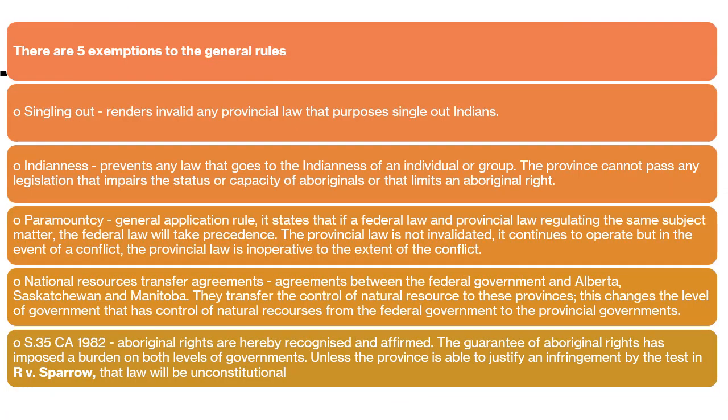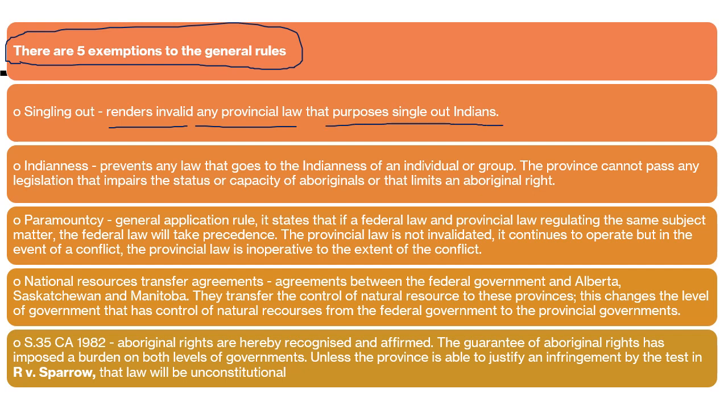So these were the general rules that we talked about, that the federal government can make law related to indigenous rights and treaties, but there are 5 exceptions to these general rules. First is singling out. This renders invalid any provincial law that purports to single out Indians. So we read that under section 92, if something is directly mentioned on a matter related to indigenous people, the provincial government has the right to enact a law, provided that the law should not be something that separates out, segregates, or singles out Indians from that province.